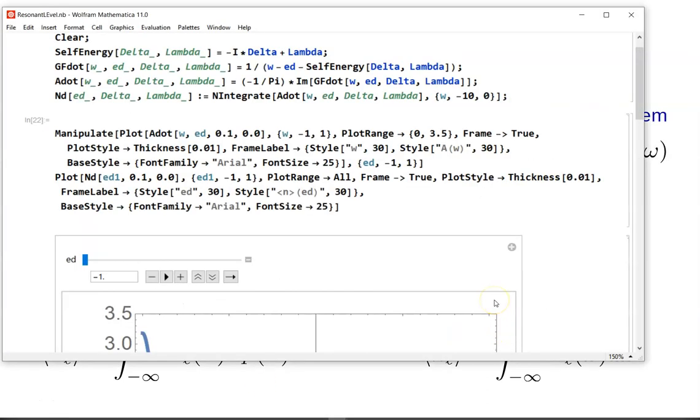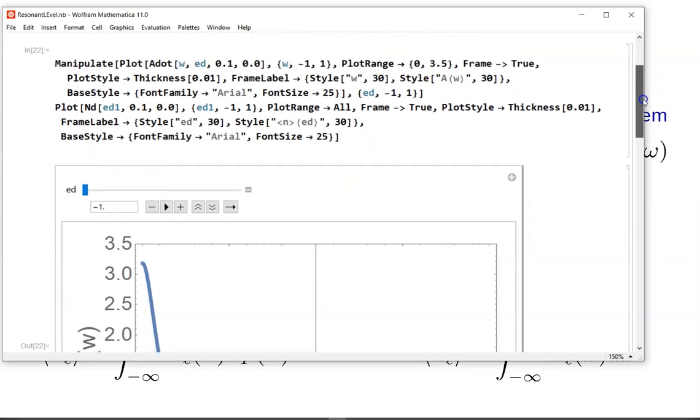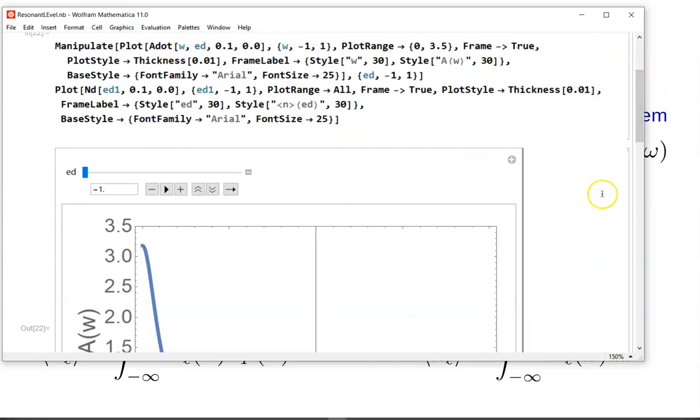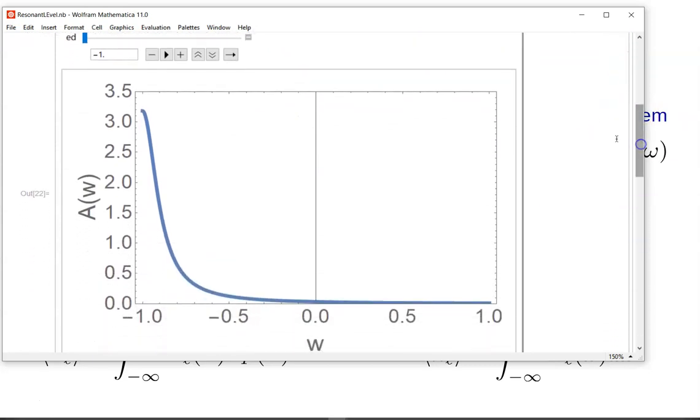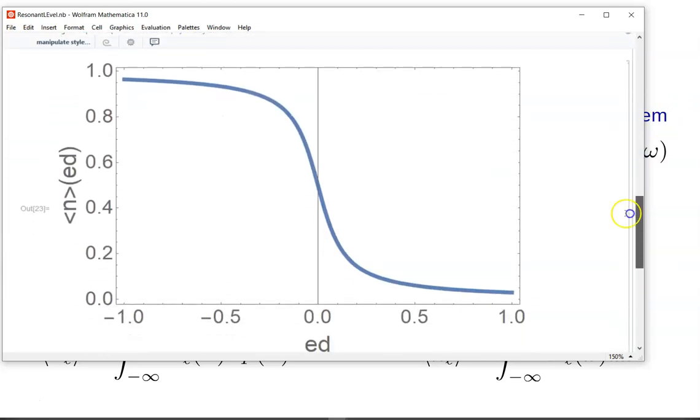All right, so let's see what we got. Remember, the Fermi energy is at 0. So if the level is way below 0, I would expect that the occupation would be large. And that's precisely what we got. This is the occupation as a function of the energy of the level, of the resonant level. So if the energy is very small, the occupation approaches 1. If the level ED is way above the Fermi energy, which is right here, then the occupation is small. Okay. So why is that?